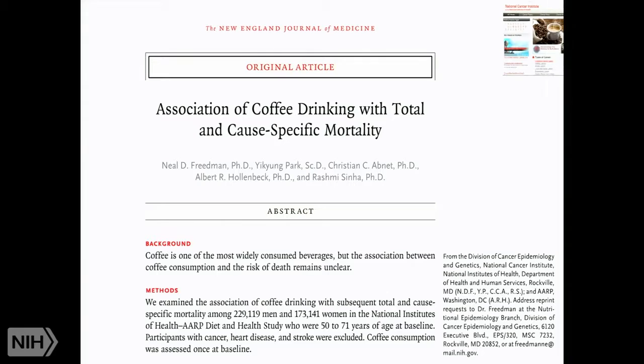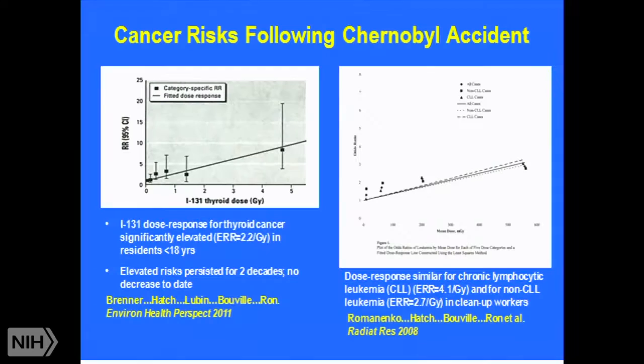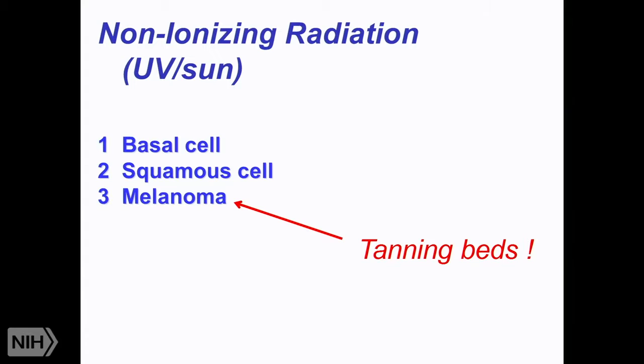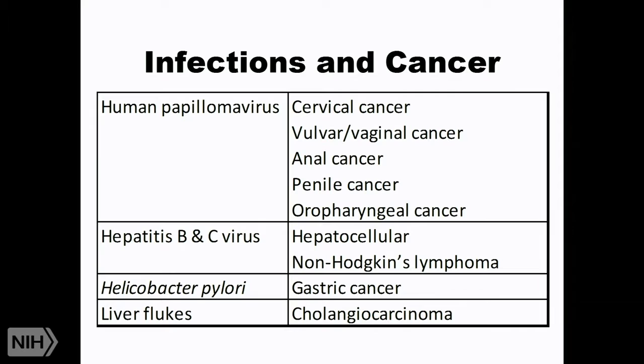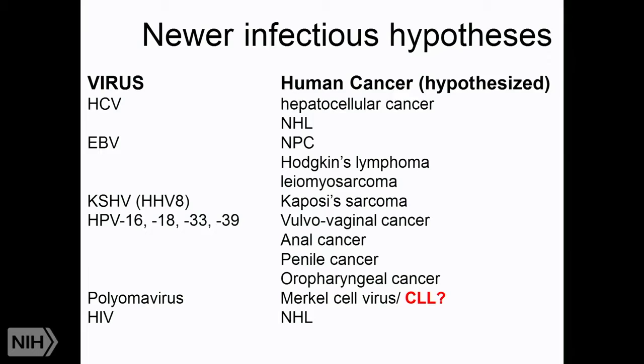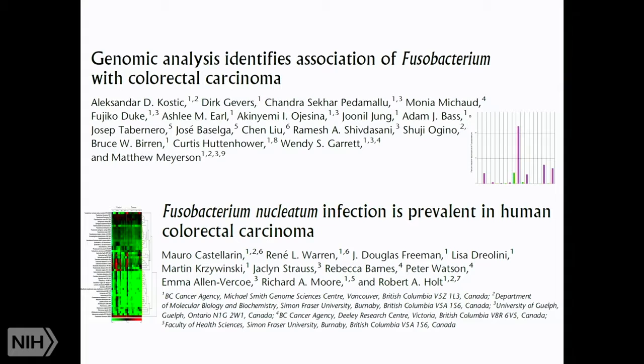Ionizing radiation is responsible for a variety of cancers. I'm not going to go into that. A lot of studies from our group. I'm not going to go into non-ionizing radiation, tanning beds. A lot of research has gone into infections and cancer. It's a major etiologic factor in cancers, including newer infectious hypotheses. And I'm not going to go into microbiome and how that has now implicated some causes of cancer. Probably the best studied is Fusobacterium, and a lot of studies are trying to nail down the association of this particular bug with colorectal cancer.